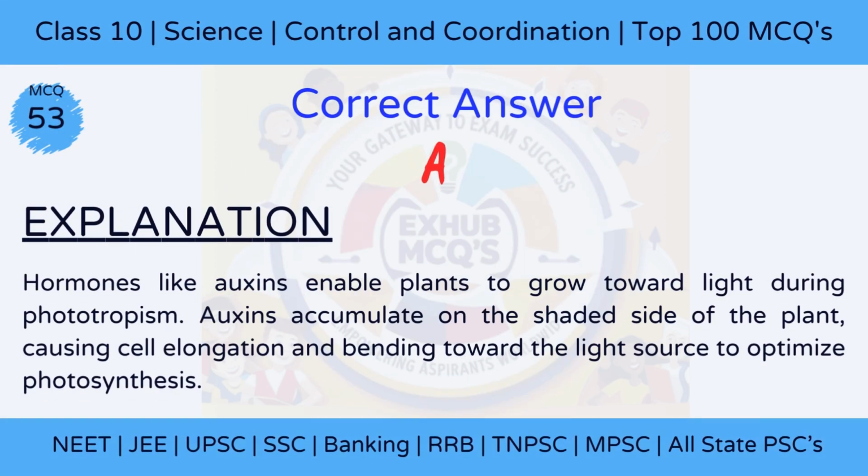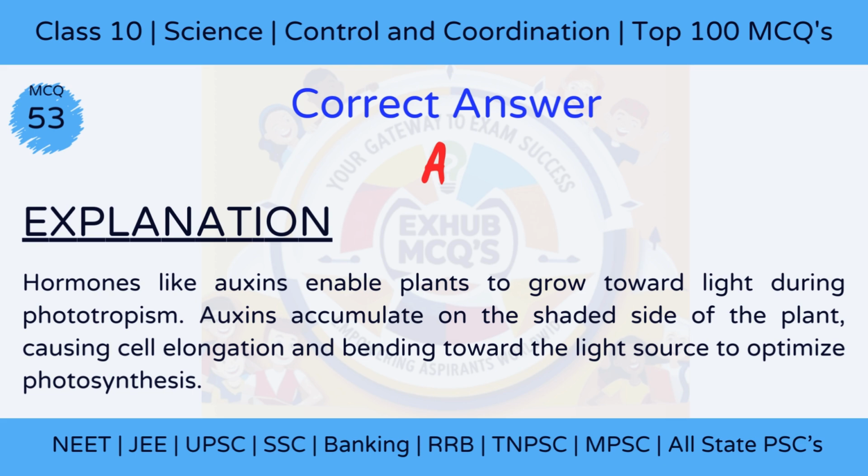The correct answer is option A, hormones. Explanation. Hormones like auxins enable plants to grow toward light during phototropism. Auxins accumulate on the shaded side of the plant, causing cell elongation and bending toward the light source to optimize photosynthesis.